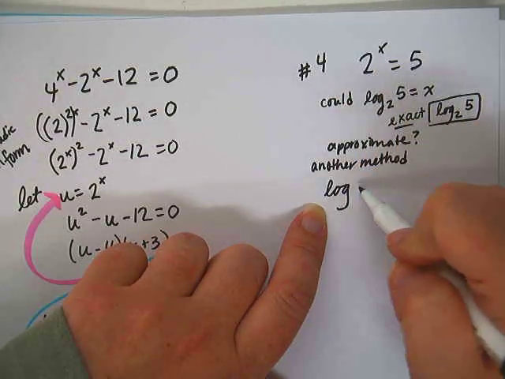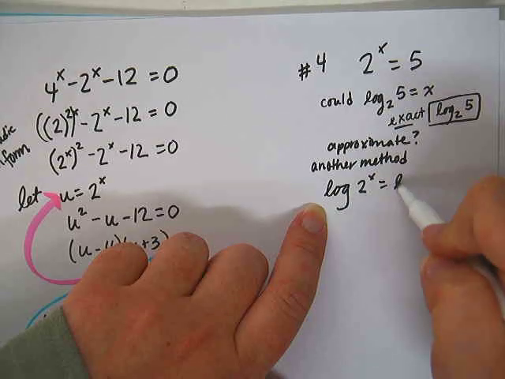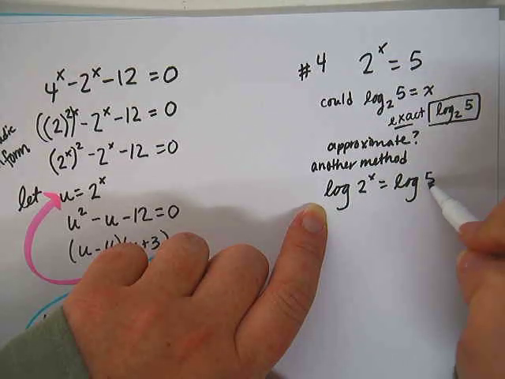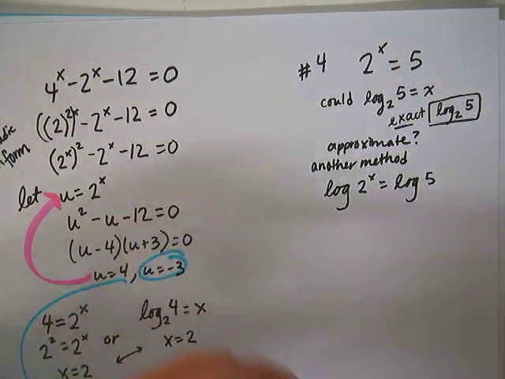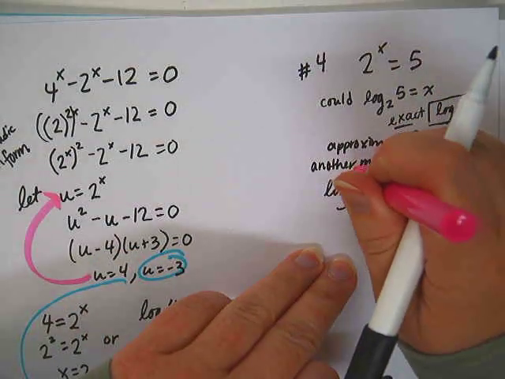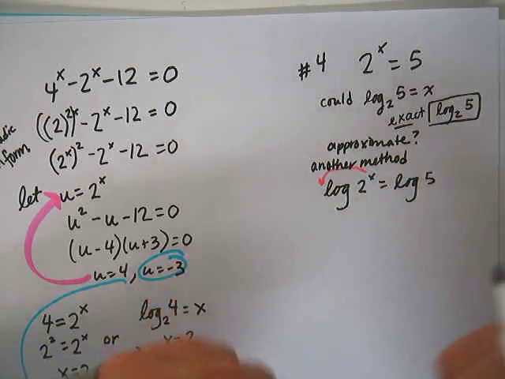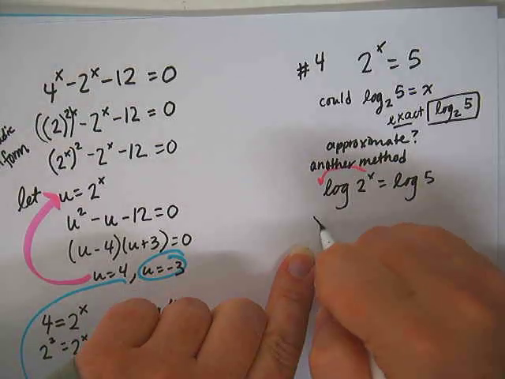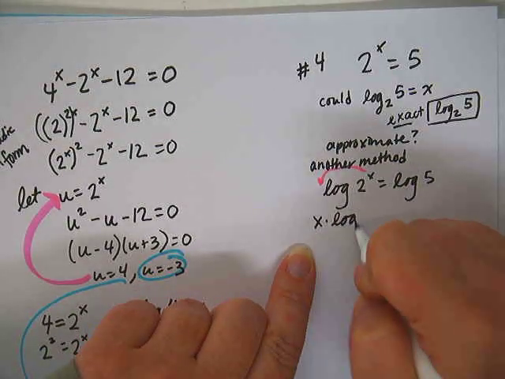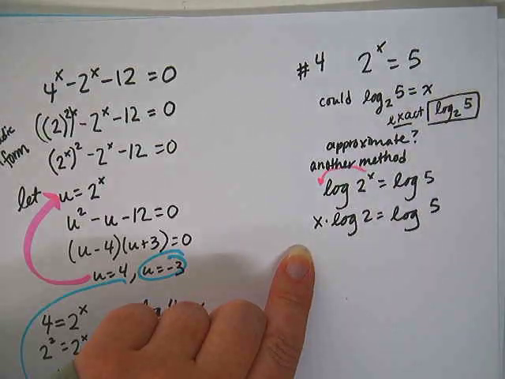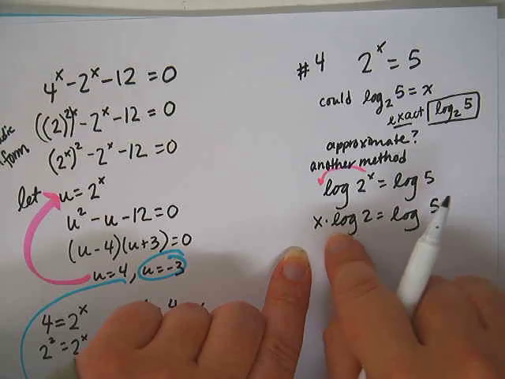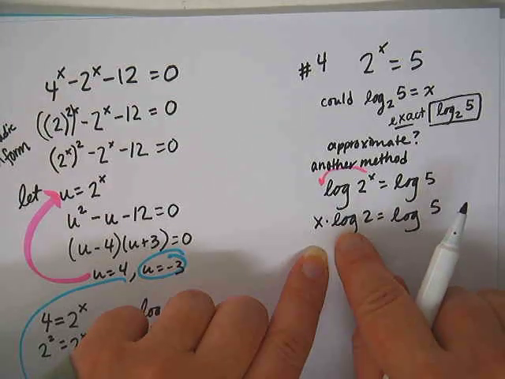So if you're going to do that, use base 10 or base e so that you can use the calculator. So I'm just going to do log base 10 of 2 to the x equals log base 10 of 5. I took the log of both sides. I can now, because this is an exponent, move that out to the front so that it's just multiplying instead. So then it would be x times the log of 2 equals the log of 5.